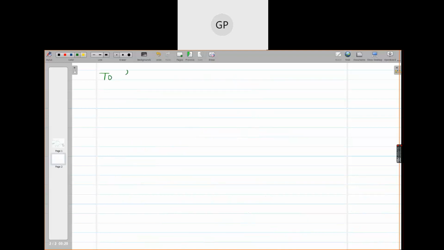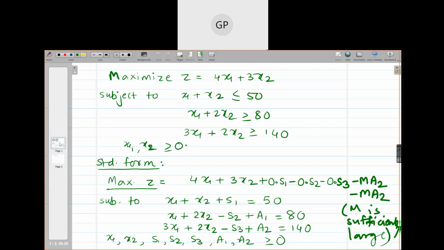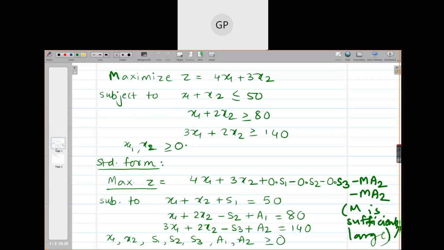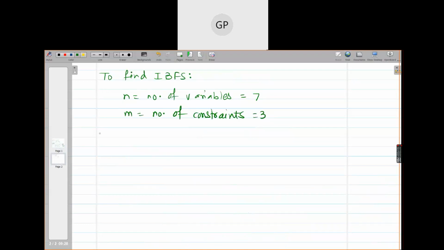Now to find the IBFS. n is equal to the number of variables. How many variables do you have now? 5 new and 2 old, so 7 variables. And m is equal to the number of constraints, which will always remain the same, so those are 3. So set n minus m, that is 7 minus 3 equal to 4 variables to 0.